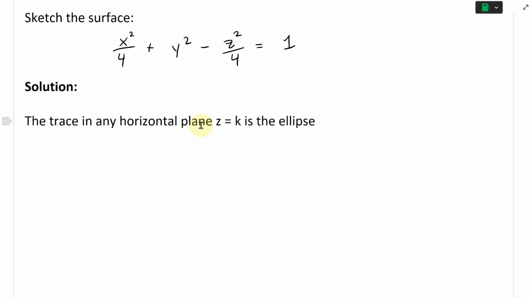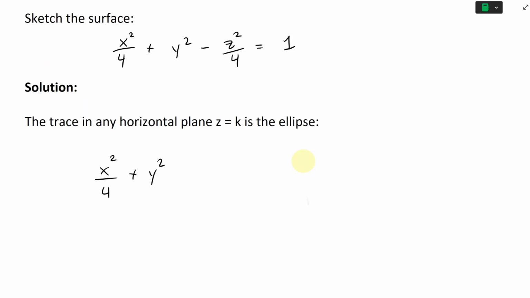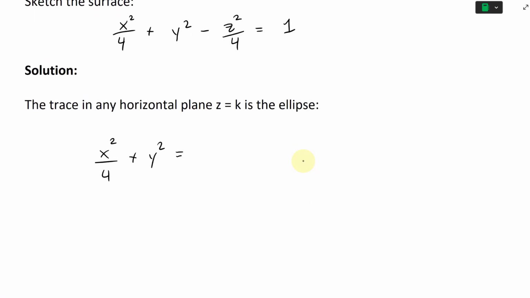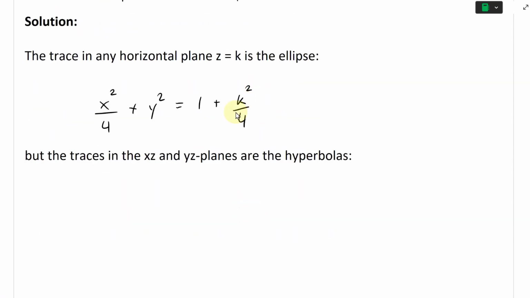So the trace in any horizontal plane, z equals k, is the ellipse. And this is going to be the ellipse right here. I'll put a colon. Like that is the ellipse x squared divided by 4 plus y squared. And then we convert the z into a k and move it to the other side. Actually, whoops, we moved it over, so it's going to be a plus, and this is a k squared over 4. My bad there. Also, since we have a plus, we don't have to worry about setting k as less than any specific number, or less than 2 in this case.